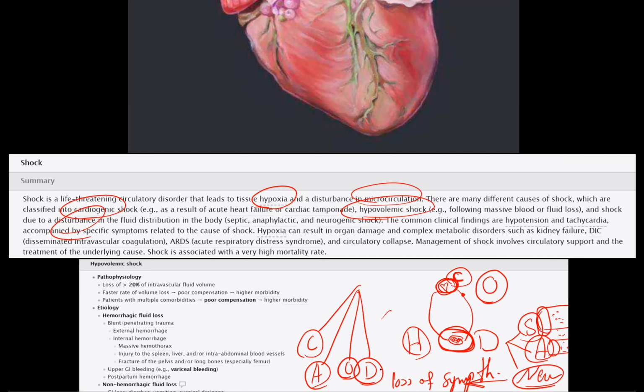Okay, what about hypovolemic shock? We will have loss of more than 20% of the intravascular volume. And from this, we have grade 1 to 4 hypovolemic shock. We will have higher morbidity because of a faster rate of volume loss. And if patients have multiple comorbidities, we will have poor compensation, then higher morbidity.